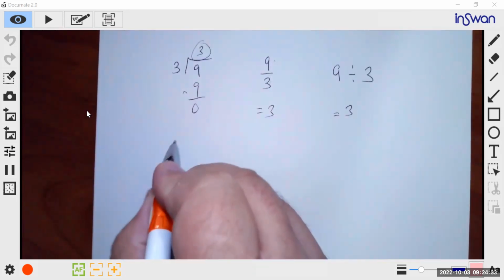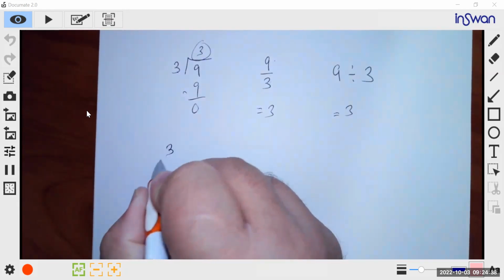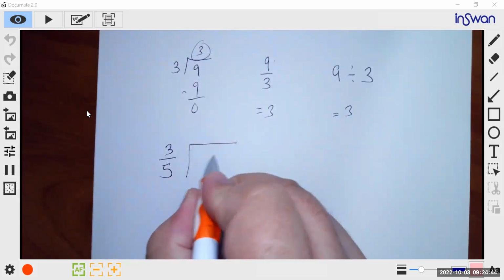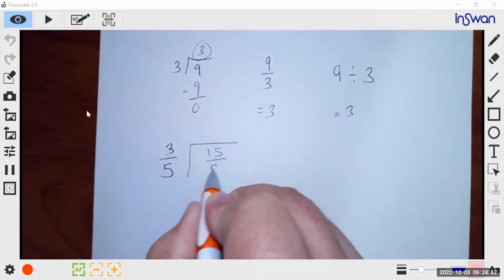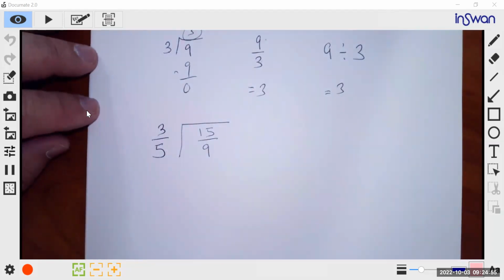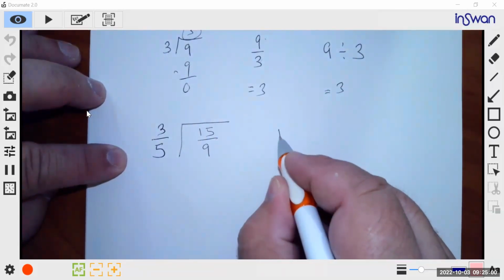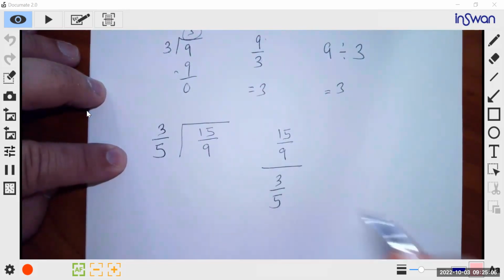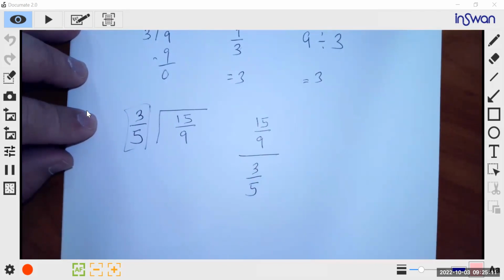These can also be fractions. Was A earlier? 15/9. If it's given to you this way, it means the same thing as this one. Because whatever's out here is your denominator. Whatever's in here is numerator.